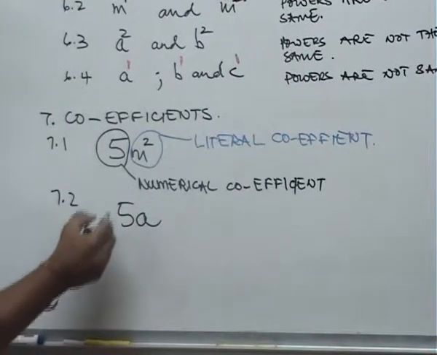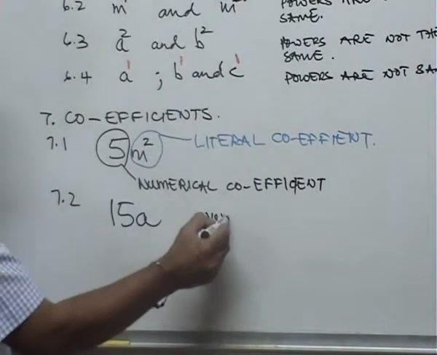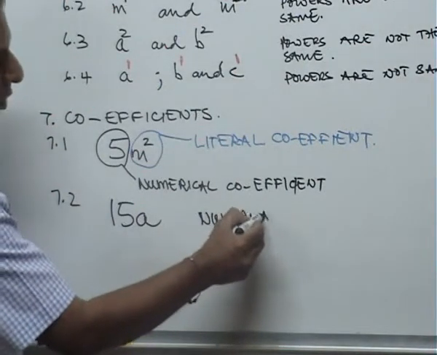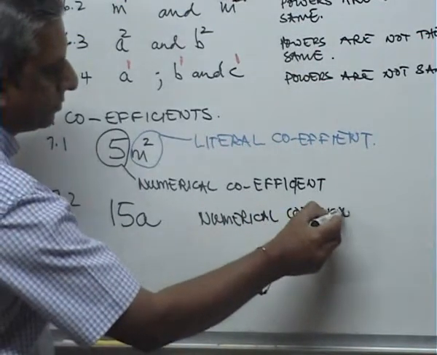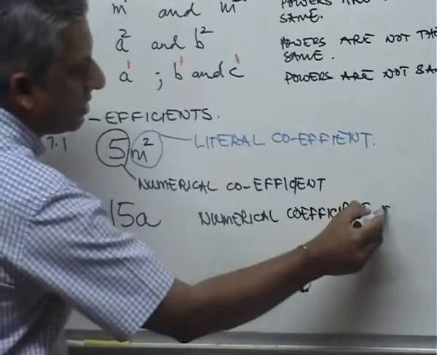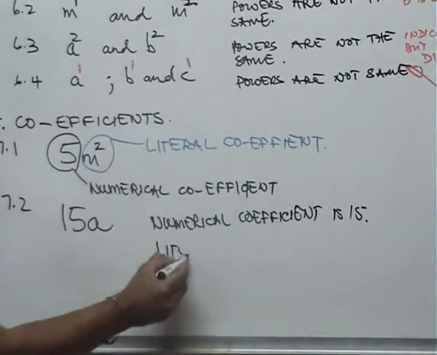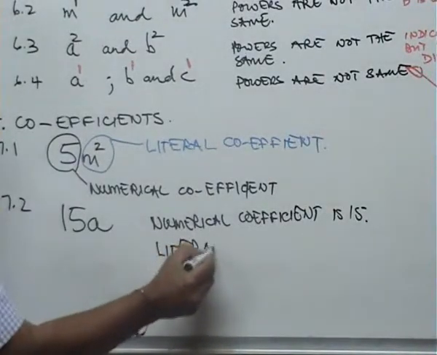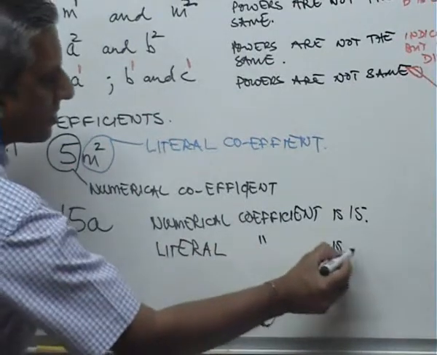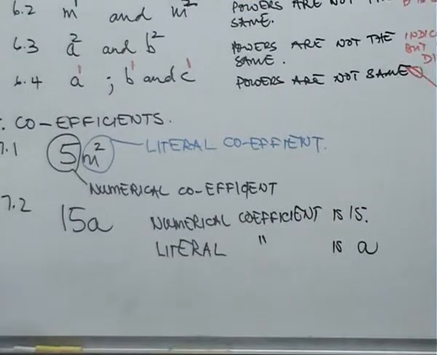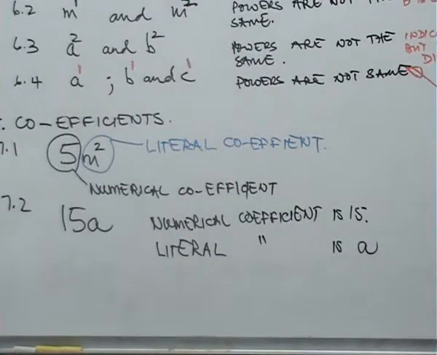So let's take another example, 15a. The numerical coefficient is 15. The word literal comes from letter. So the literal coefficient is a. So we must be clear about what is a numerical coefficient and what is a literal coefficient.